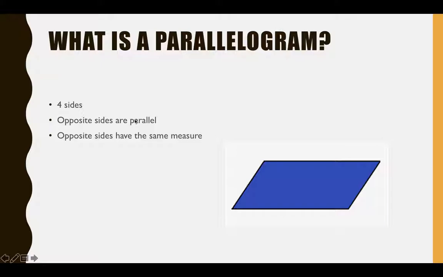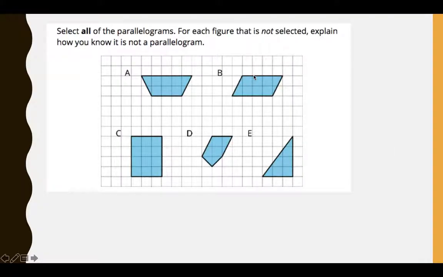Opposite sides are parallel. Let's take a look at the top and the bottom. As I'm glancing at figure B, I notice that the sides across from each other, the top and the bottom, if those sides were to extend, they would never cross. So the top and the bottom sides are parallel to one another.